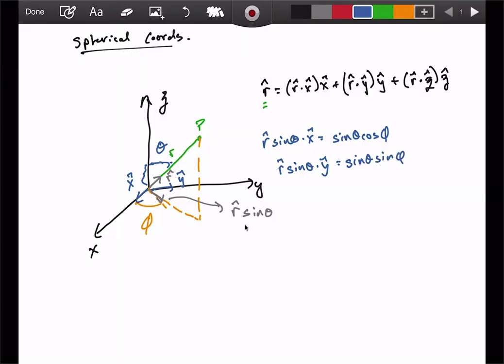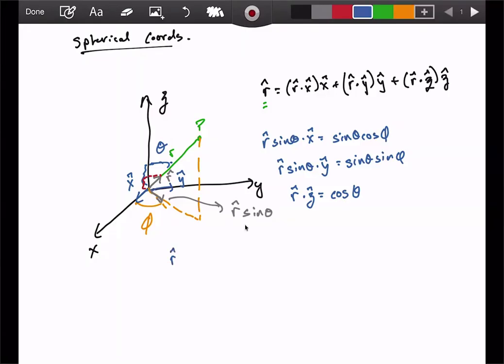Now for the z portion, we don't have to bring it down into the xy plane. We're simply going to project this onto this axis. So this is just going to be the cosine portion. From here, we're going to get r hat dotted with z hat equal to simply cosine of theta, where again, theta is our polar angle, the angle rotated from the positive z-axis.